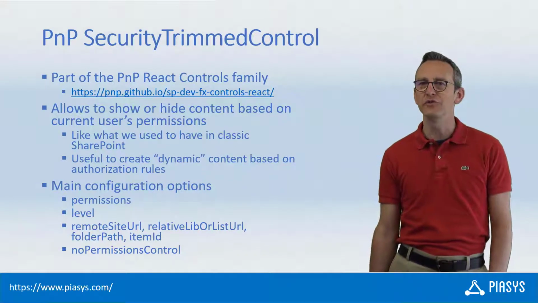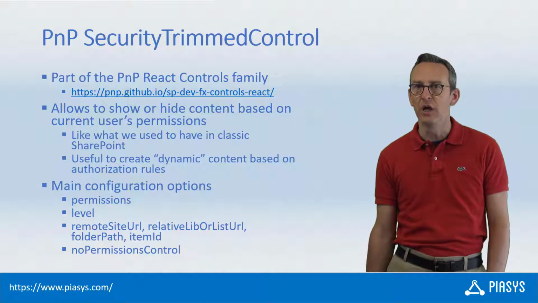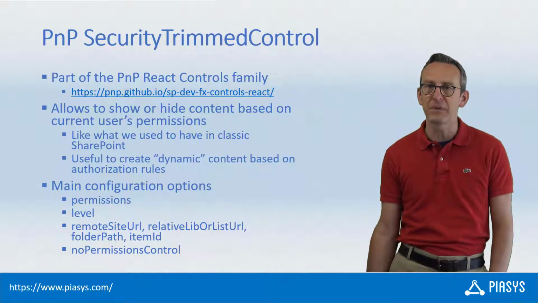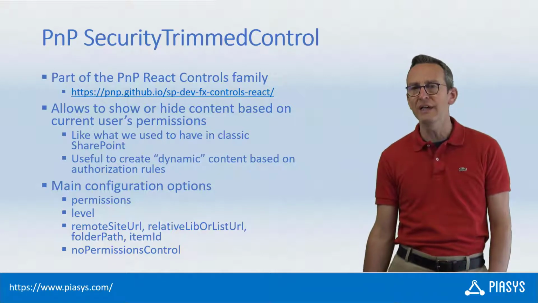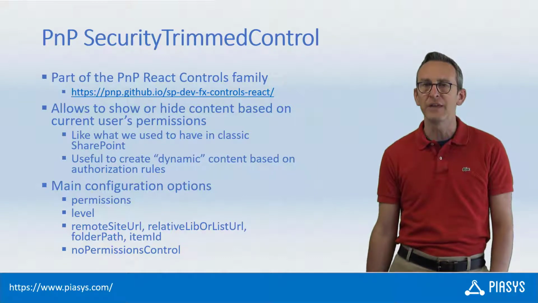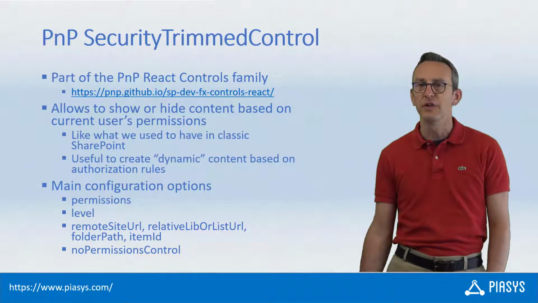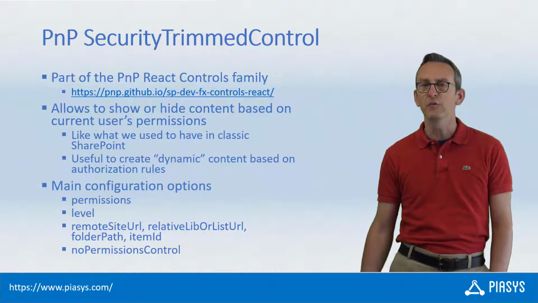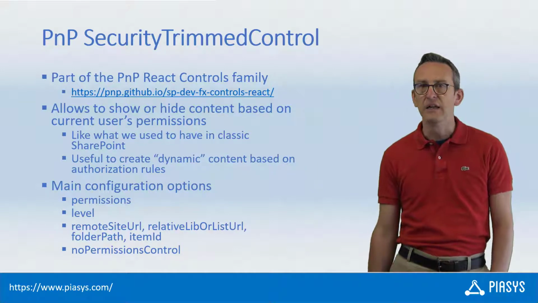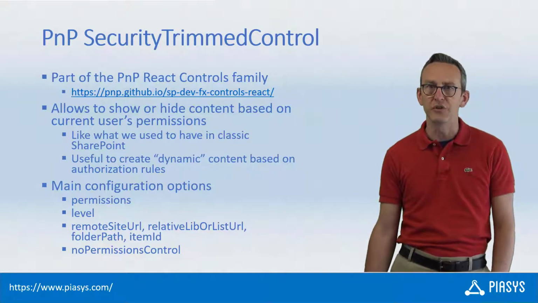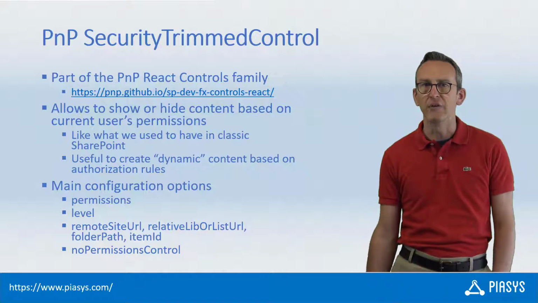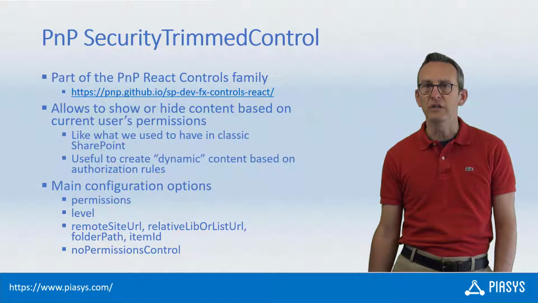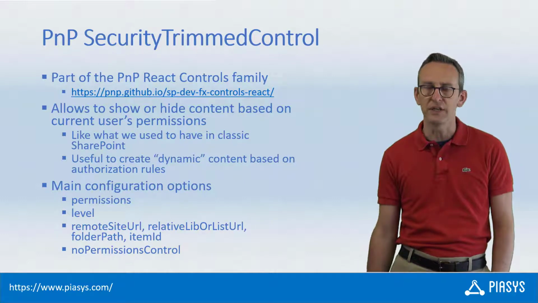Today I want to introduce you to the Security Trim Control, which is part of the family of PnP React reusable controls. The Security Trim Control is really useful whenever you want to hide or show content based on the current user's security context. And it works almost like the control that we were used to using in SharePoint Classic to define some area of a page based on the current user's security context.